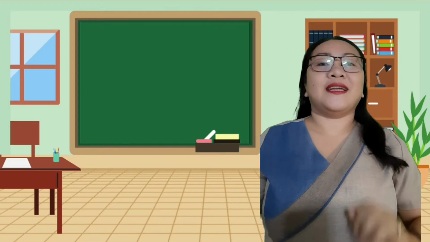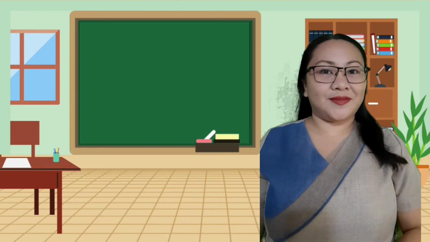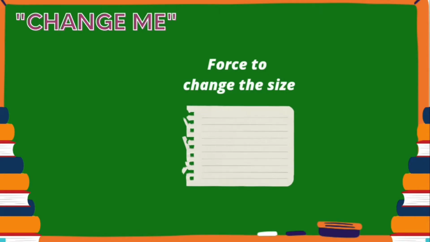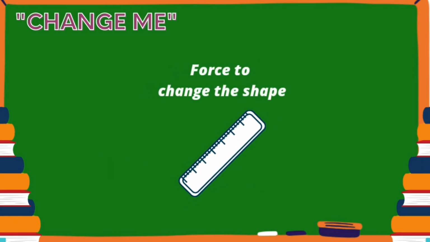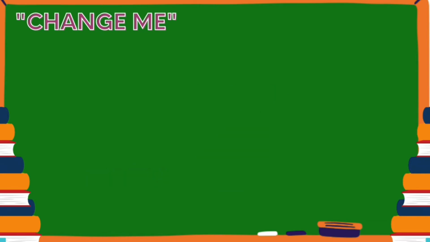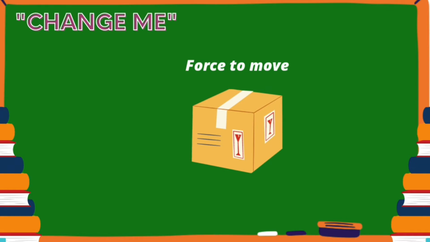Time's up! Let us check your answers. To change the size of the paper, force like tearing and cutting can be applied. Is your answer correct? Great! On the second picture, the ruler shape can be changed by applying force like bending. While in the last picture, the box can be moved if pushed or pulled.